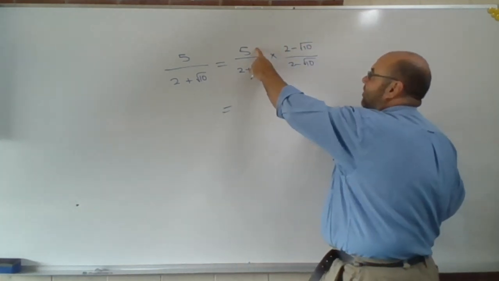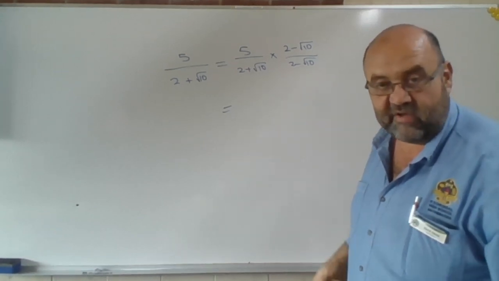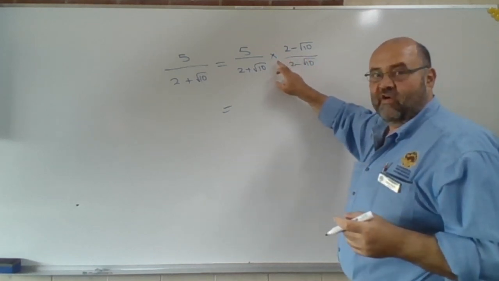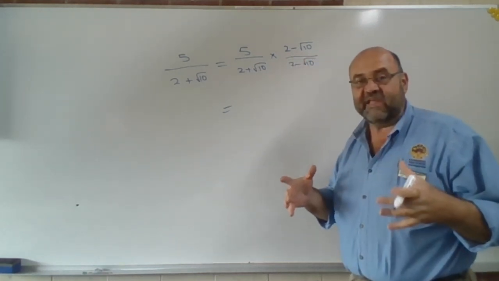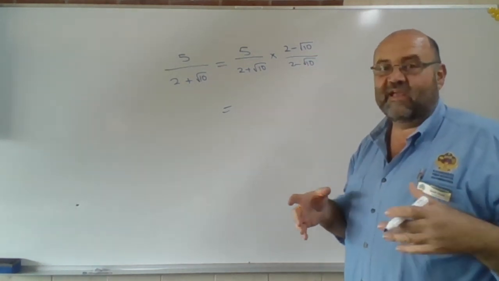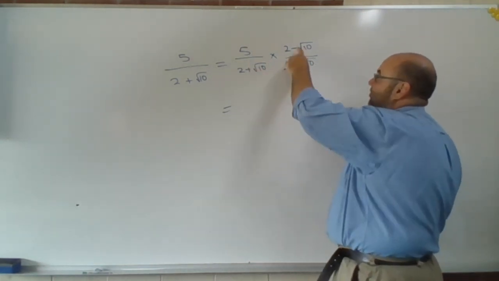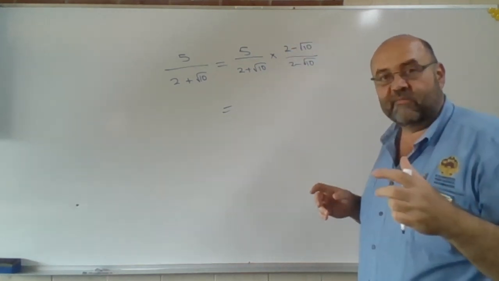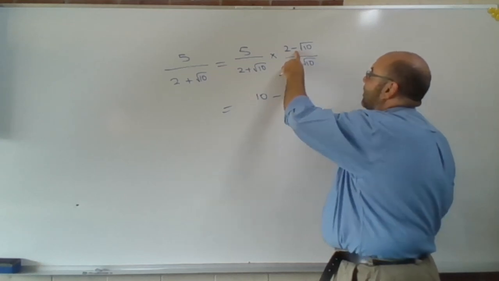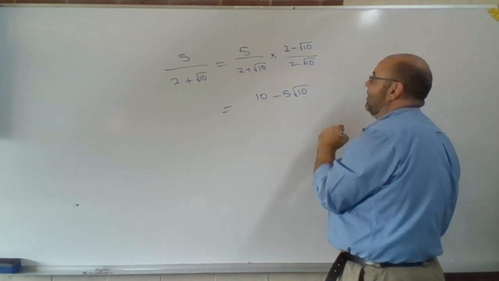So on top I've got 5 times this group over here. Now you say, oh, Mr. Obeid, you said group, but there's no bracket. Well, there doesn't have to be a bracket. That fraction line, okay, the name for a fraction line is a vinculum. That vinculum in that fraction acts as a grouping symbol. It works like brackets, okay? So 5 times this group means 5 times everything in the group. So it means 5 times 2 is 10, minus 5 times root 10 is 5 root 10.